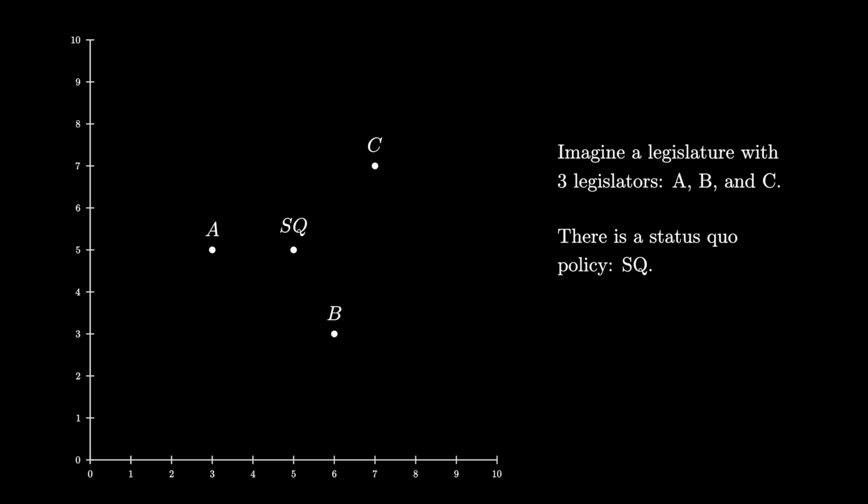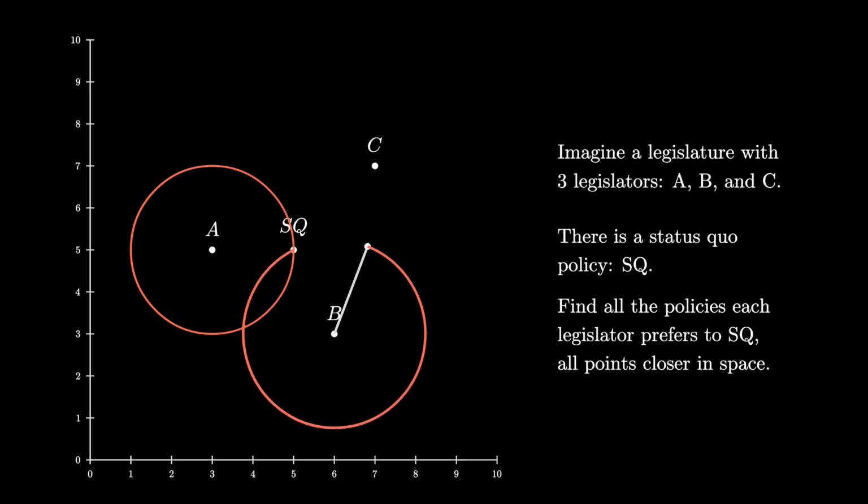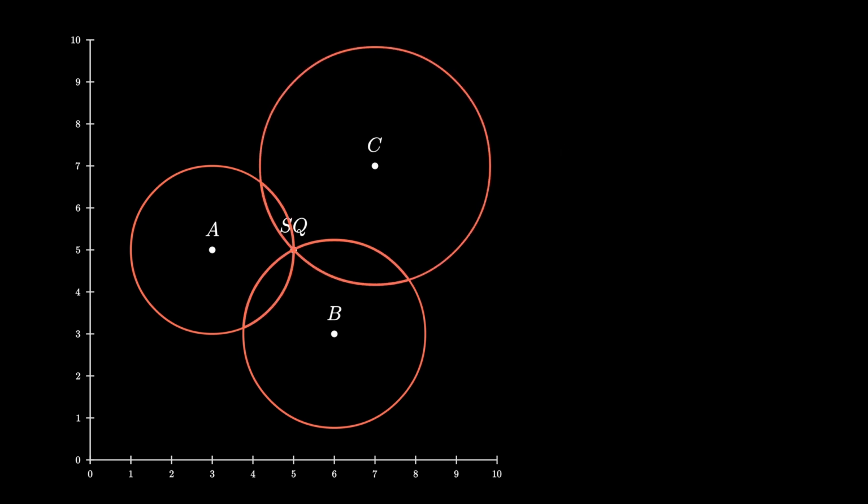To determine which policies can beat the status quo, we first have to find every policy that every legislator prefers to the status quo. We need to find their preferred-to sets. Each legislator's preferred-to set will form a circle just barely touching the status quo policy. Any policy within each legislator's preferred-to set, within each legislator's circle, they prefer to the status quo because it's closer to their ideal point than the existing status quo.